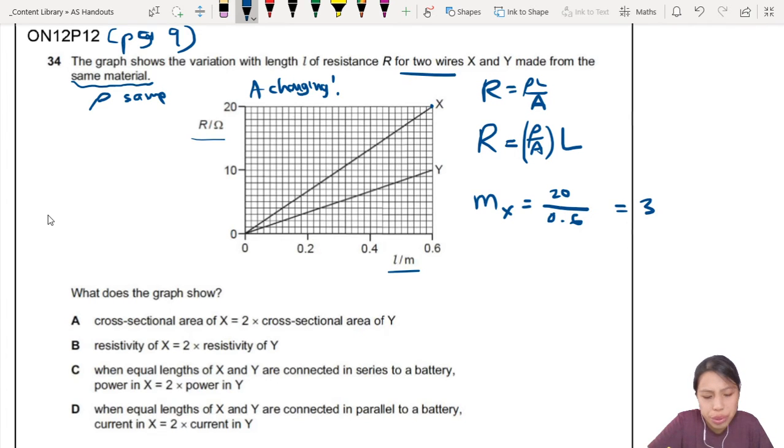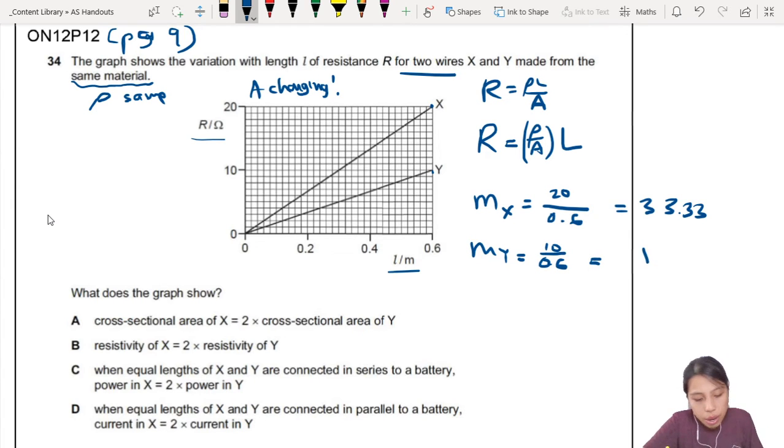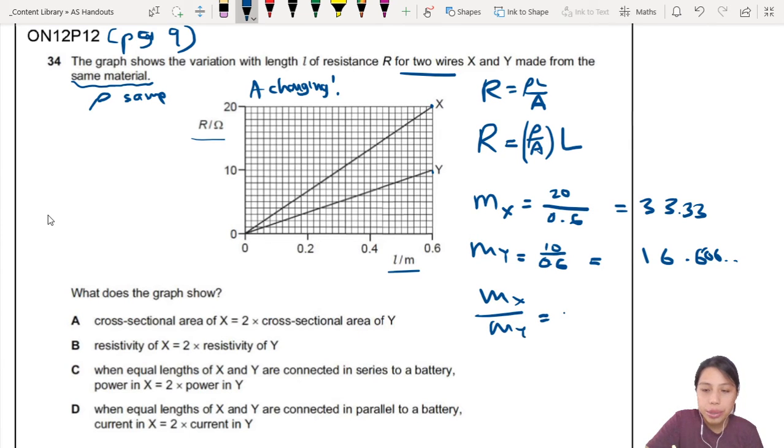So that's about 3.33333. Gradient of Y is, what is this one? 10 over 0.6. Oh, that's like half of it. Yep, it is half of it. So that's like 16.66666667. So this half. If you divide mx over my, you get 2, which means mx is 2 of my. So mx is 2 times more steep compared to my.